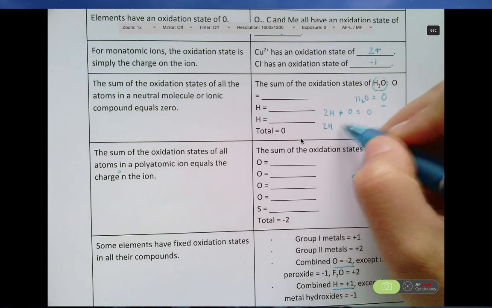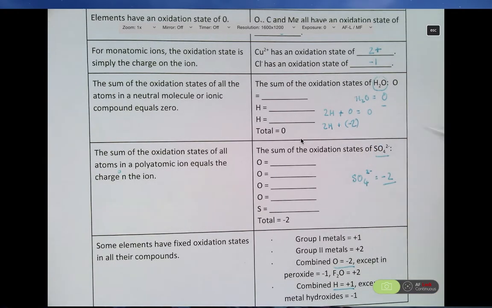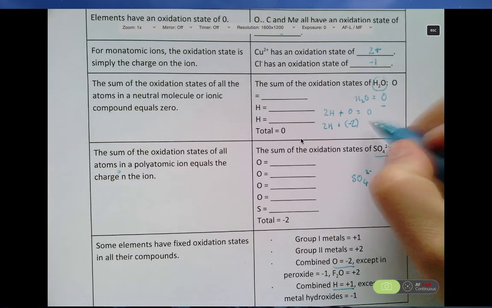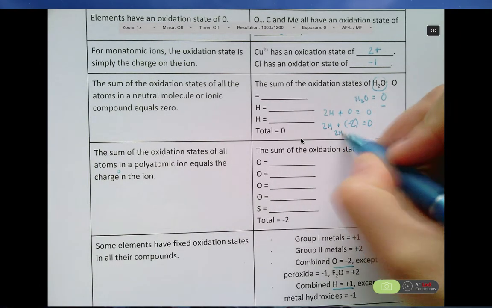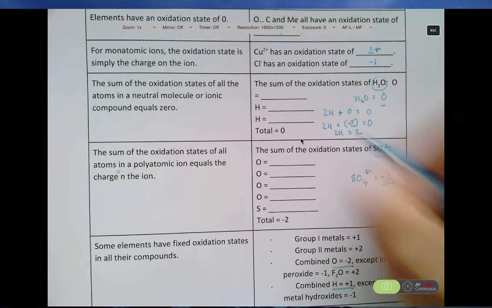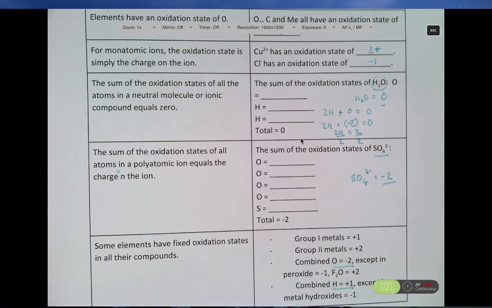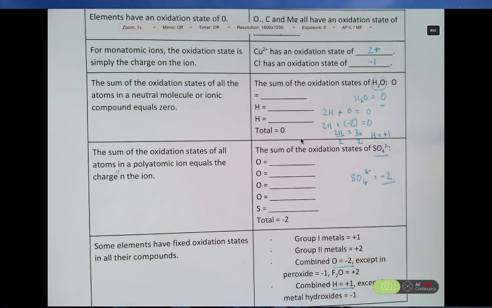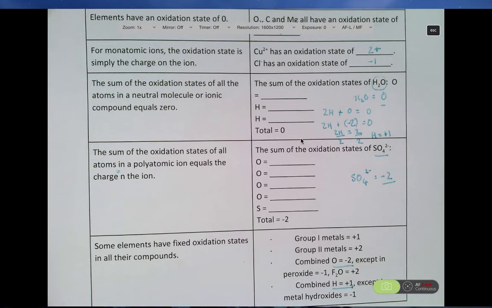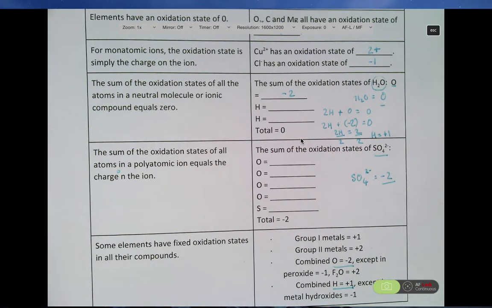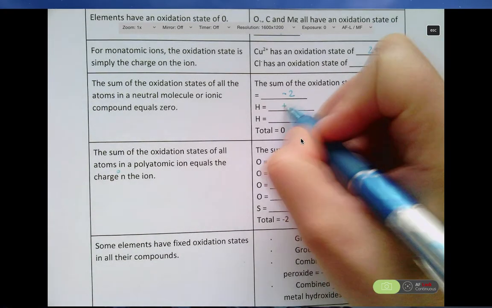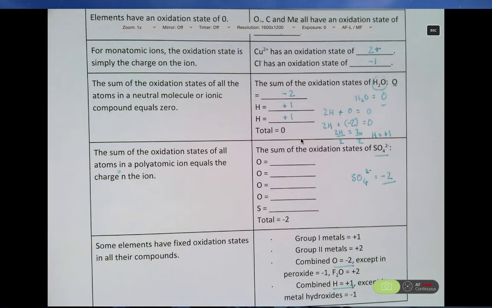2 hydrogens plus 1 oxygen with a fixed oxidation state of -2 is equal to 0. If we move that across, 2 hydrogens is equal to 2, over 2, and hydrogen is equal to +1. Which actually fits exactly what we've just said as one of the fixed oxidation states. So oxygen in water has an oxidation state of -2, and both hydrogens have a +1 oxidation state.